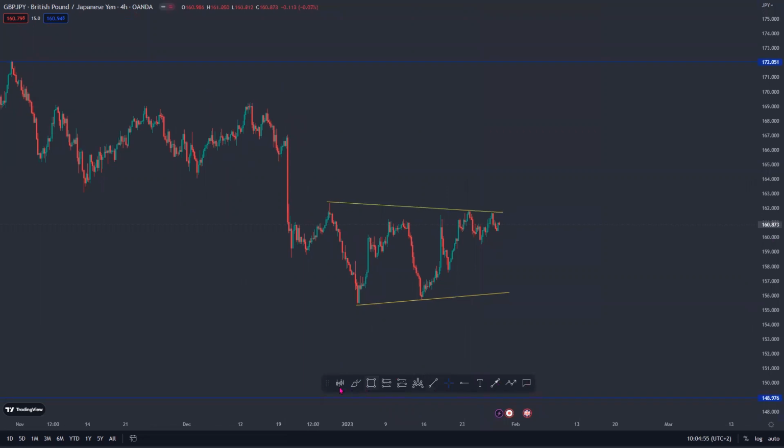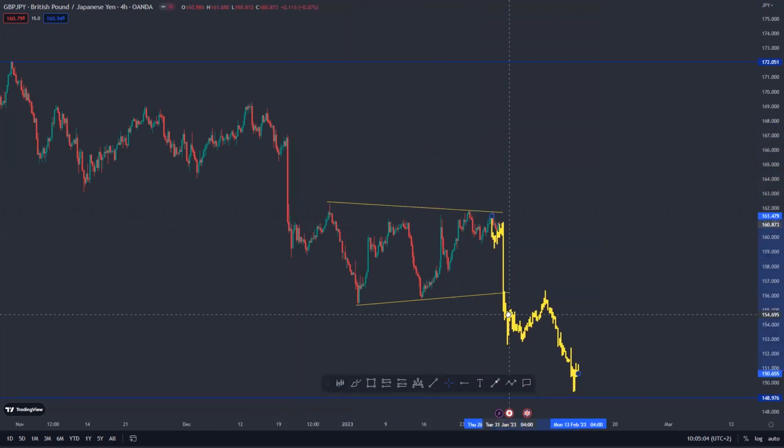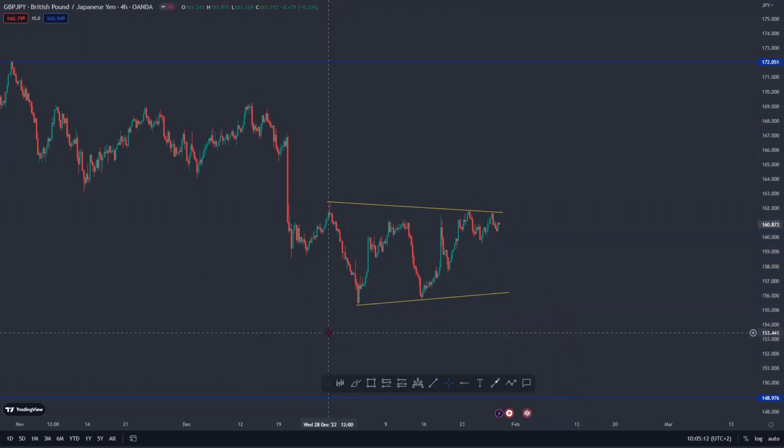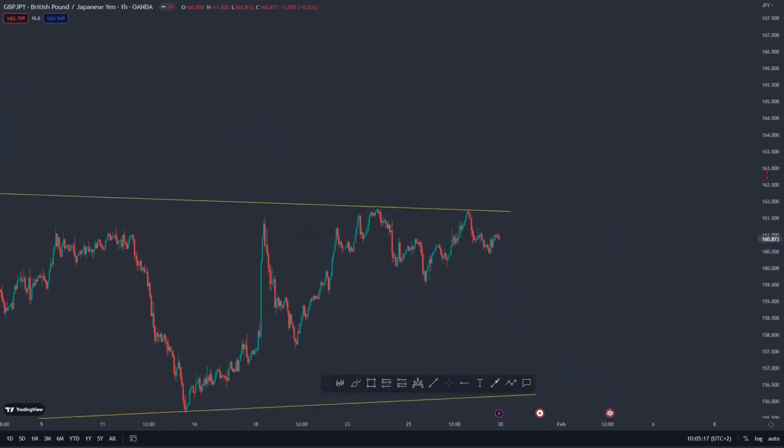So clearly we are going to look for sell opportunities. You take our bar pattern, you put it here. So now it's making sense. Let's go straight to 1 hour.